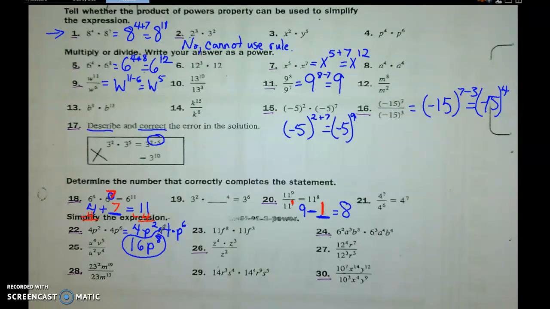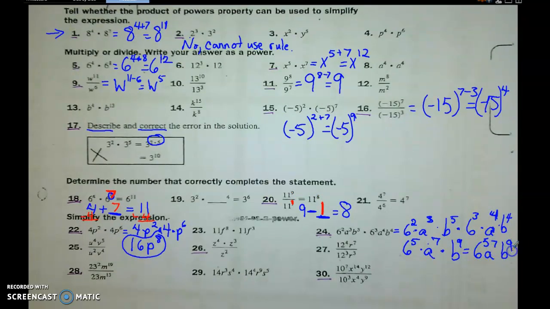Looking at number 24, okay? If we expand it out, we have 6 squared times a to the 3rd times b to the 5th times 6 cubed times a to the 4th times b to the 4th. So using our rules, for 6, we have 2 and 3 as our exponents. So 2 plus 3 is 5. Okay, times a's. Looking at our a's, we have 3rd power and 4th power. Those are going to add together to give us 7th power. And then b's, 5th power, 4th power. So that's going to be b to the 9th power. So that gives us 6 to the 5th power, a to the 7th, b to the 9th as our answer.